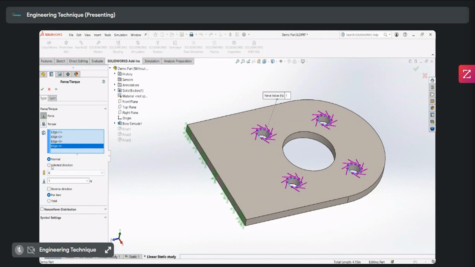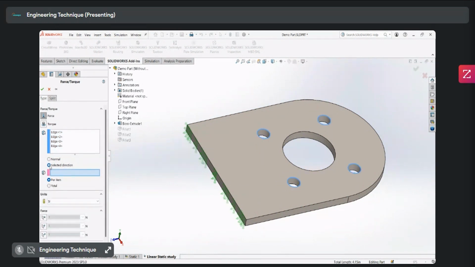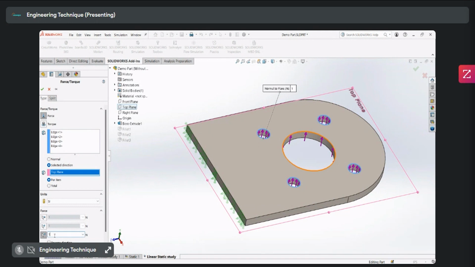So what will I do? I will select a direction. When choosing the direction, I need to define a particular geometry. So I will choose the top plane, and I am going to apply the force normal to the plane. This is normal along direction 1, this part. Direction 2 is this direction, and I am using the normal plane, and I am defining the value, that is 1 kilonewton, that is 1000 newton.